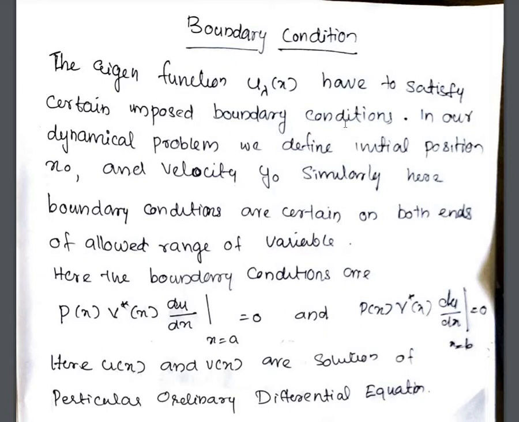Similarly, in the case of these differential equations, they have to satisfy certain boundary conditions. So we know that here the boundary conditions are p(x) v star(x) du/dx at x equal to a is equal to 0. Similarly, p(x) v star(x) du/dx at x equal to b is also 0. Here u(x) and v(x) are solutions of a particular ordinary differential equation.